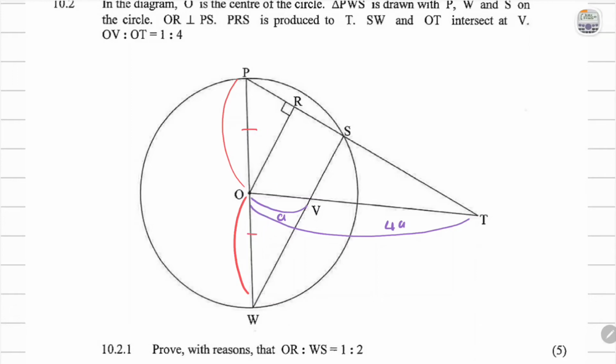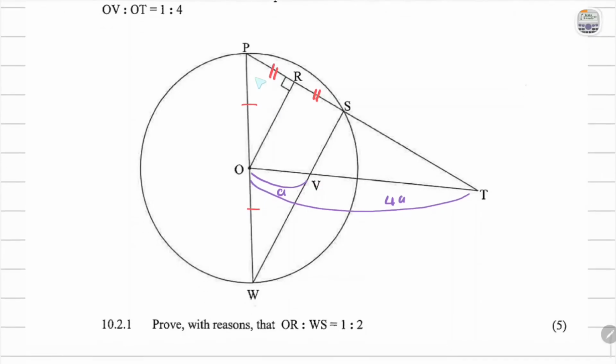So these two would be equal. And then here, do you see that we have a line from the center of the circle perpendicular to the chord? The line from the center of a circle perpendicular to a chord will always bisect the chord, meaning PR is equal to RS. And that's what we have there. So this is the midpoint theorem: when you have this side being equal to this side and that side being equal to this side, therefore the two lines are first parallel, and secondly, OR will be half the size of WS.